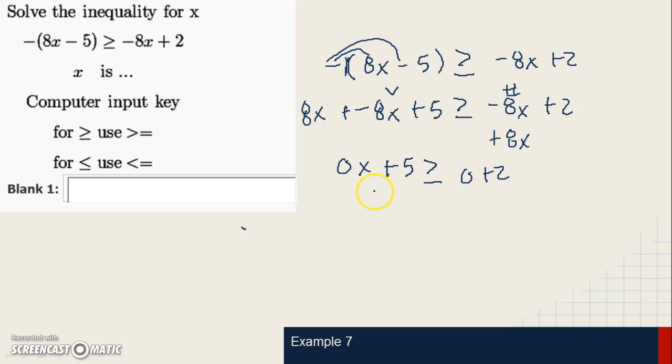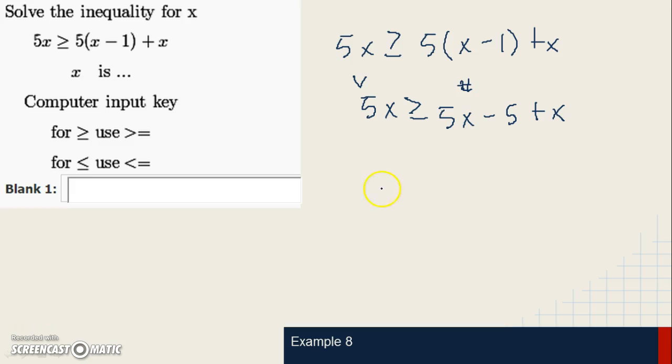Now I'm just going to simplify my inequality. 0 times x is 0, plus 5 is greater than or equal to 0 plus 2, which is 2. 0 plus 5 is greater than or equal to 2. You'll notice that there's no variable here. Because there's no variable, we just have to look to see if the inequality is true. Well, is 5 greater than or equal to 2? Yeah, 5 is greater than 2, right? So my answer over here is going to be infinite solutions.